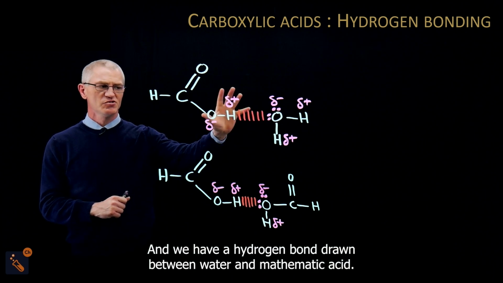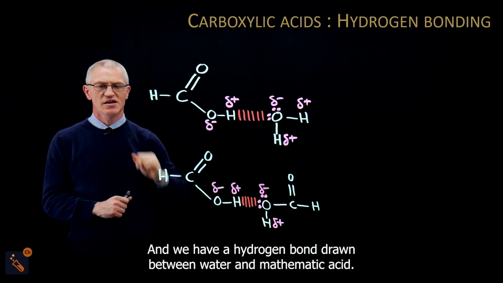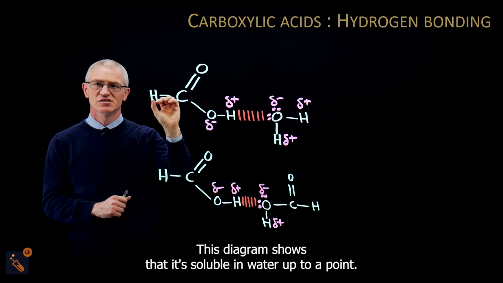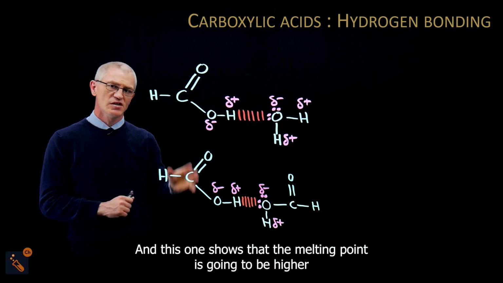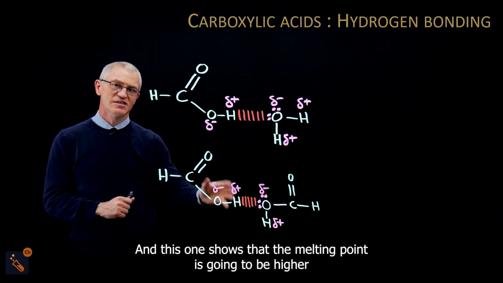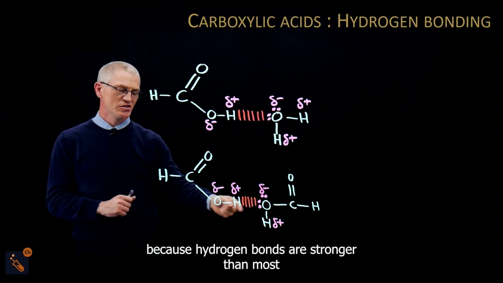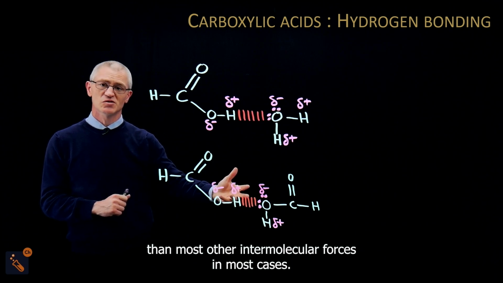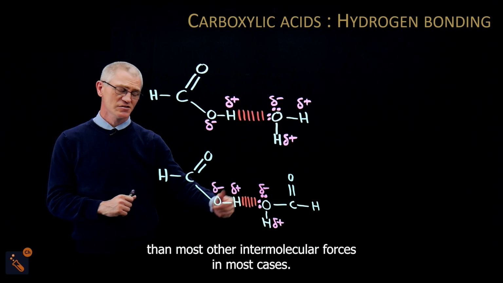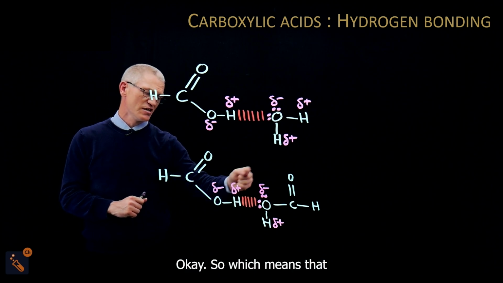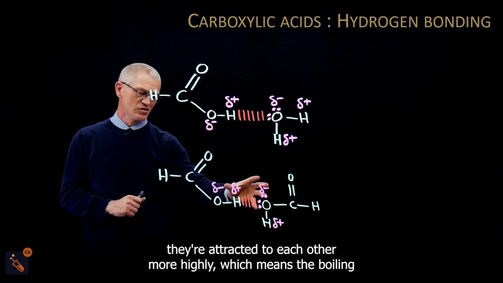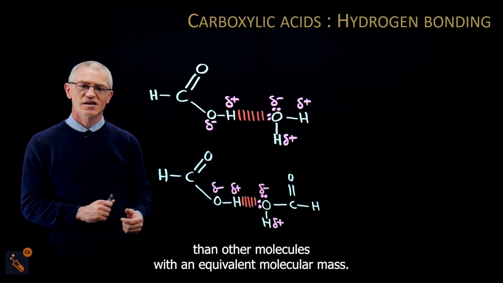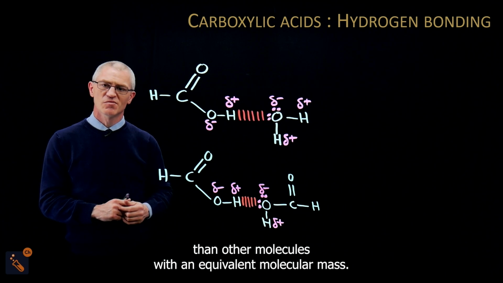So we have a hydrogen bond drawn between two molecules of methanoic acid, as you can see here, and we have a hydrogen bond drawn between water and methanoic acid. This diagram shows that it's soluble in water up to a point, and this one shows that the melting point is going to be higher, because hydrogen bonds are stronger than most other intermolecular forces in most cases. That means they're attracted to each other more highly, which means their boiling point and melting point is higher than other molecules with an equivalent molecular mass.